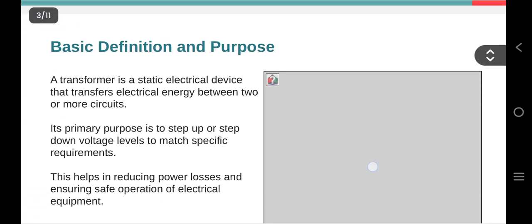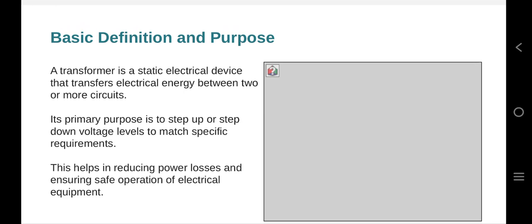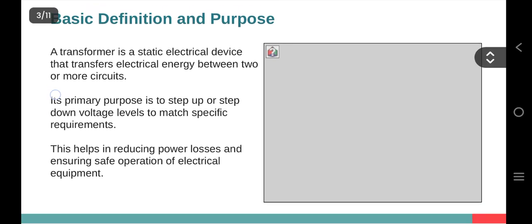Next, we can say the transformer is also a static device. Why is it static? Because there are no rotating parts inside the transformer. We will briefly discuss the transformer in our construction slide, at the time of construction or design of the transformer.